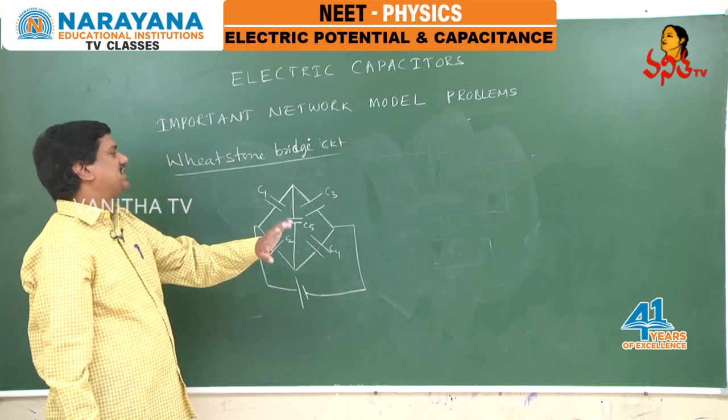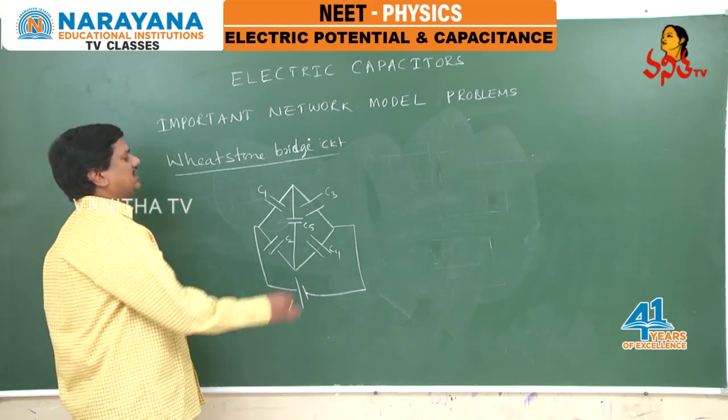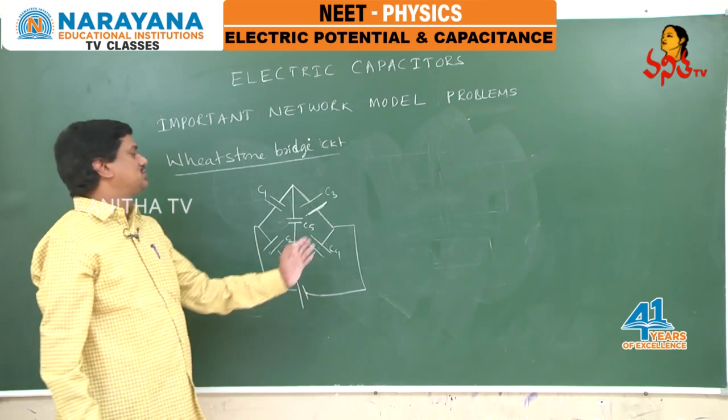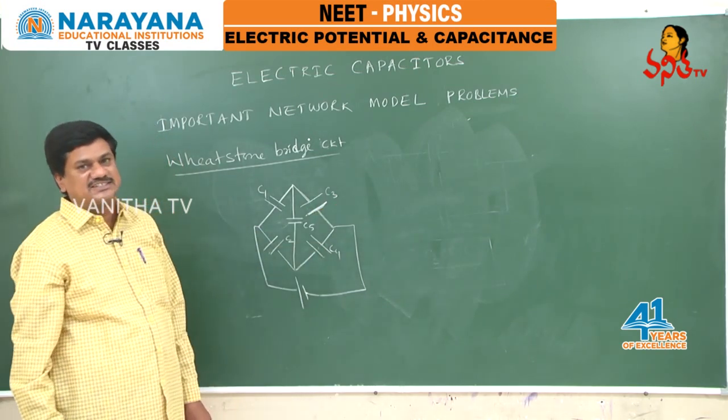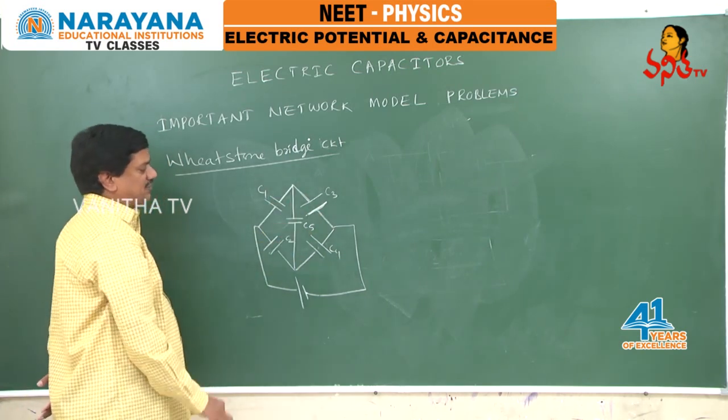Clear information is there in the current electricity chapter, the next chapter, by using resistors. But here I will give the basic idea of the Wheatstone bridge circuit, which is used to find out the resultant capacitance easily. How many capacitors are there here? 5 capacitors are there.